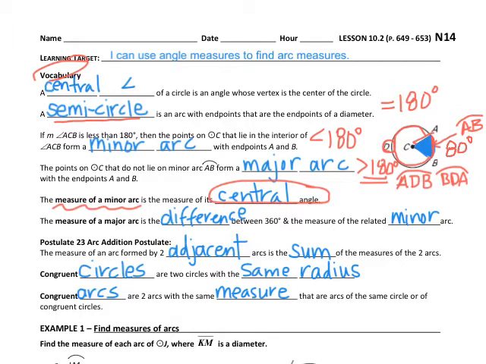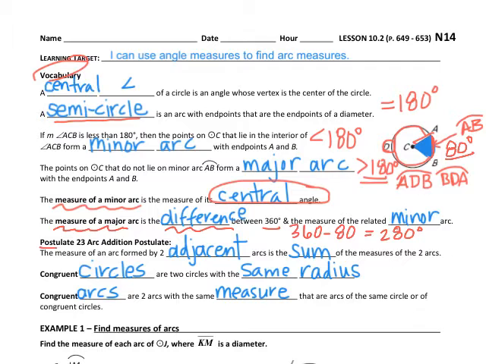I want to take the difference of 360 and my 80 degrees to find out what my major arc is. Remember, we're talking about the measurement of a major arc. So 360 minus 80 is going to be 280 degrees for the major arc. So it's really just a subtraction problem there.